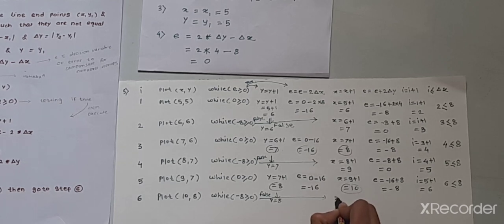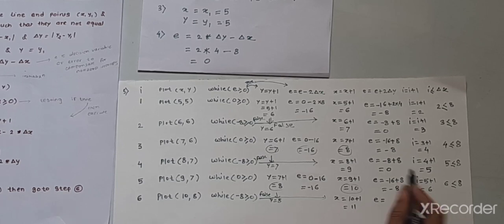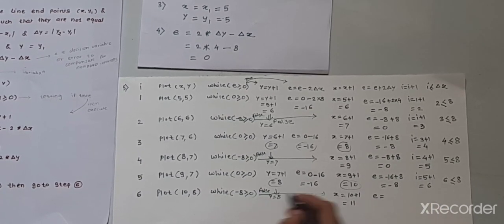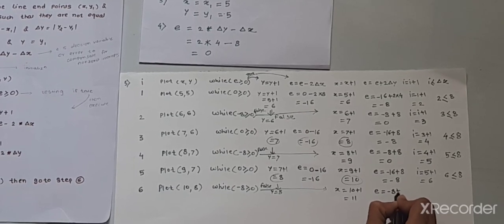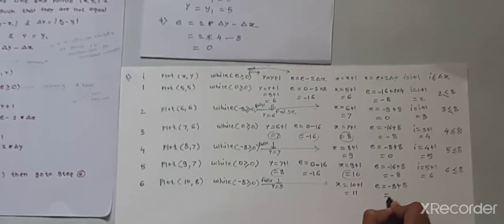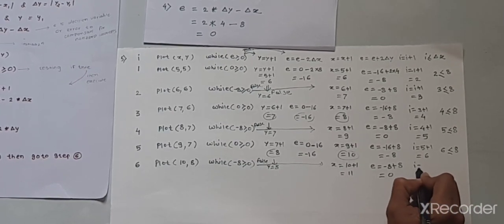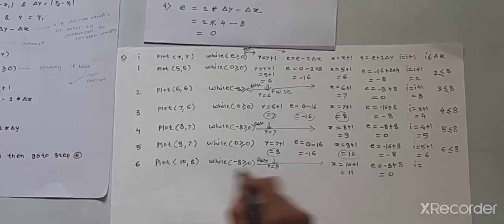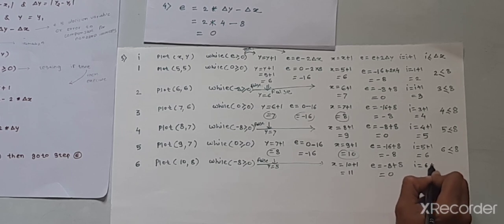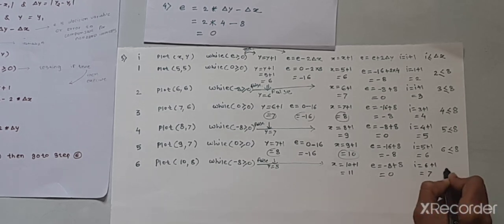Go for next. X is equal to X plus 1. The previous value of X is 10, 10 plus 1 we are getting as 11. E is equal to E plus 2 delta Y. What is the previous value? E is minus 8, plus 2 delta Y is plus 8. So we are getting the answer as 0. I is equal to I plus 1. I's previous value is 6, plus 1, here is the answer 7.